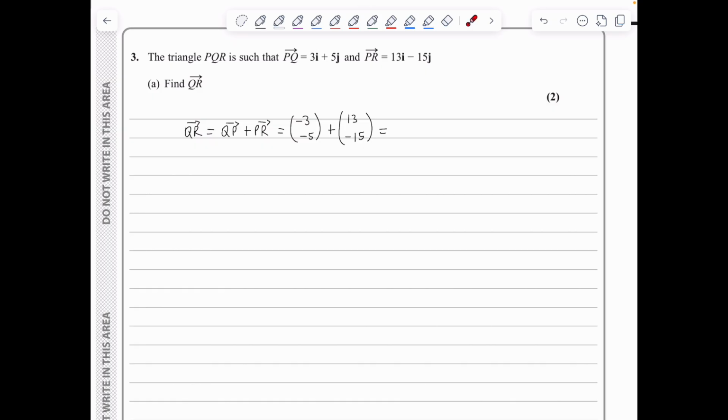So we've got negative 3 plus 13 is 10. And then we've got negative 5 plus negative 15 is negative 20. So the vector QR is 10i minus 20j.